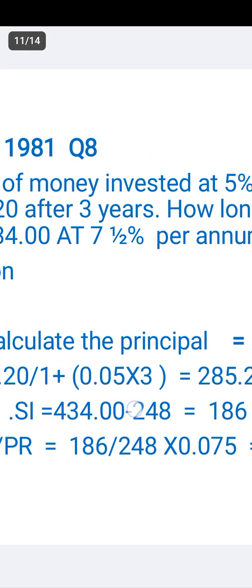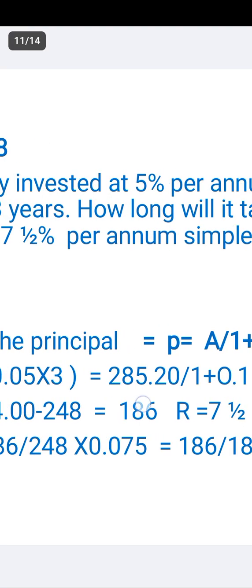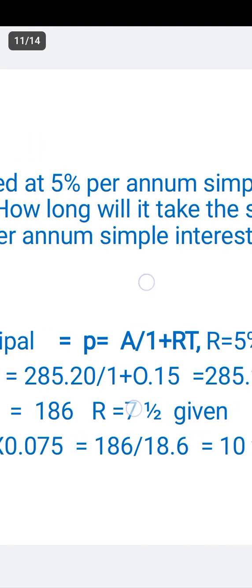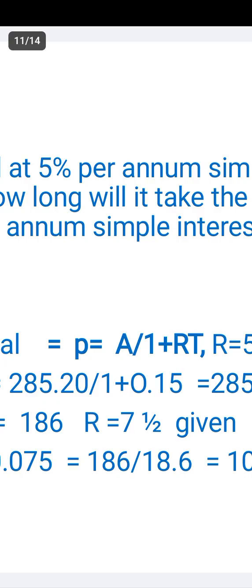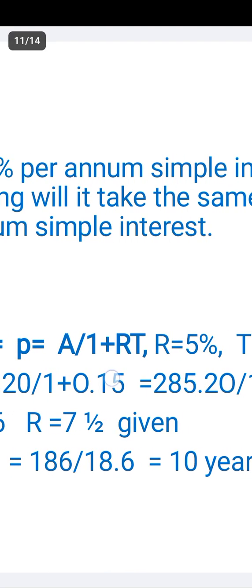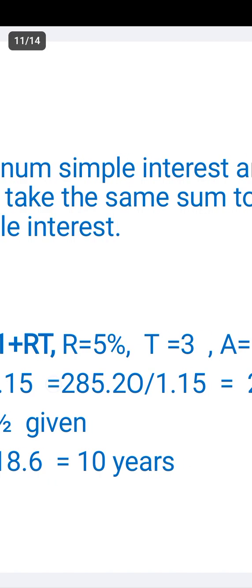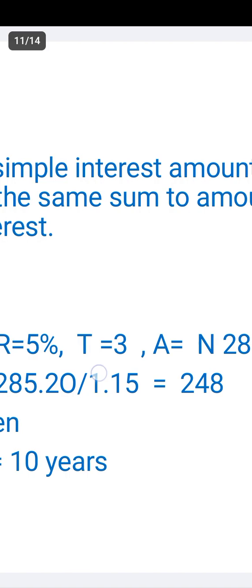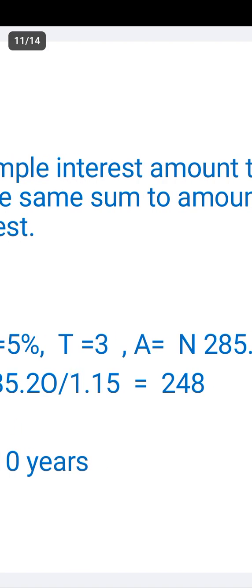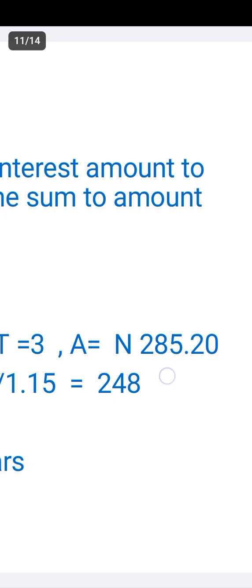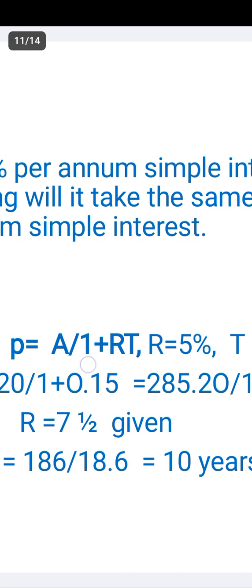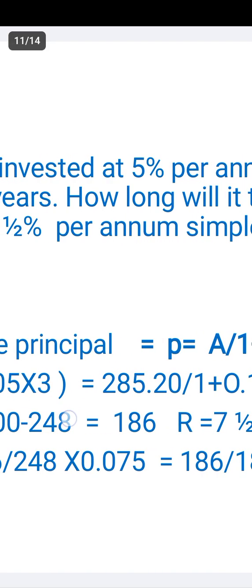So in this question, the principal is given by the formula A, which is amount, over 1 plus R, which is rate, times time. In this question, rate is equals to 5%, time is equals to what? 3, that's 3 years, and amount is equals to 285.20. You fix in this value into the formula and you are going to arrive at what?